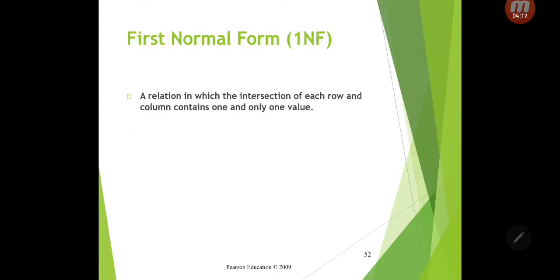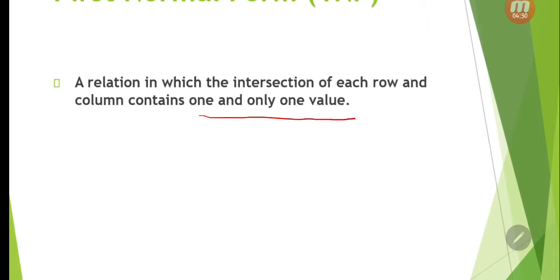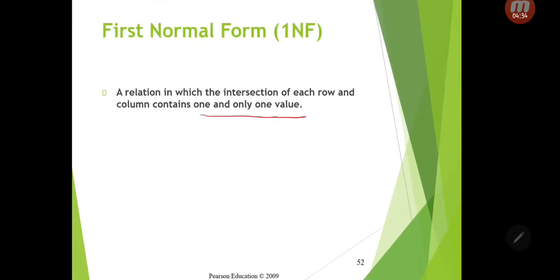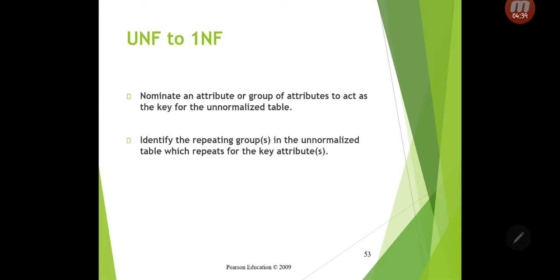First normalized form: a relation in which the intersection of each row and column contains only one value. So this is what we call first normalized form. Every column and every row contains one and only one value. You cannot have in one cell two data or two values.